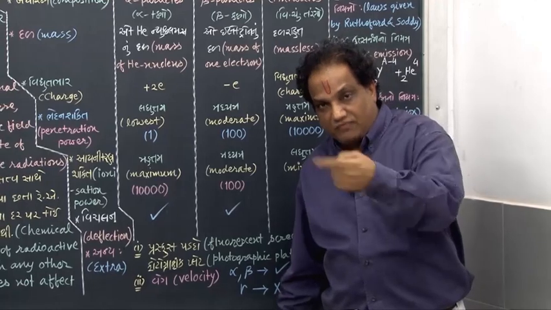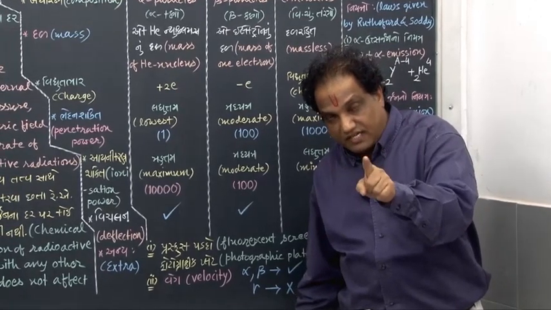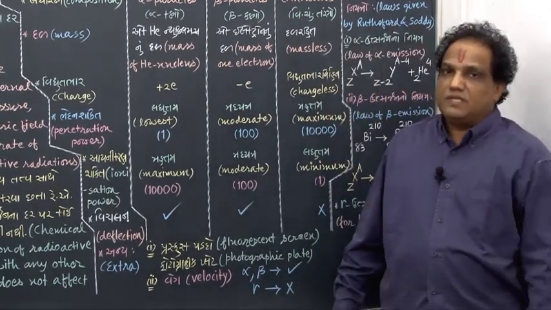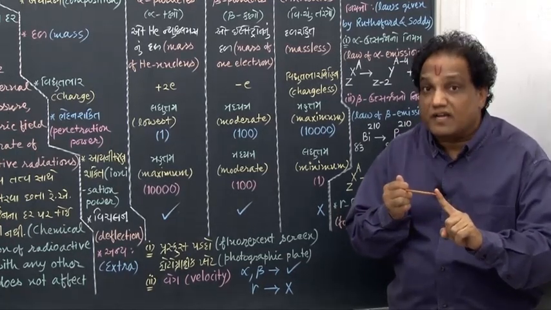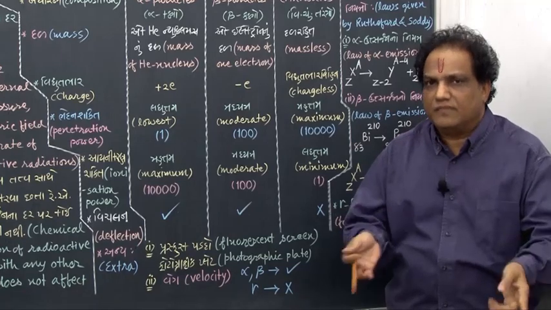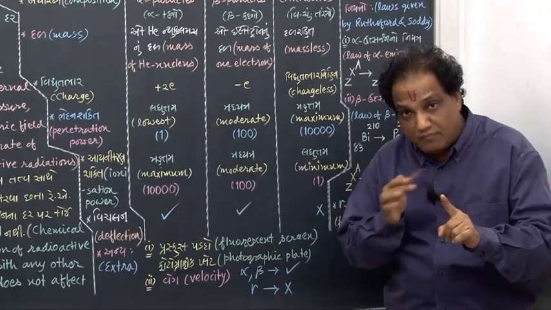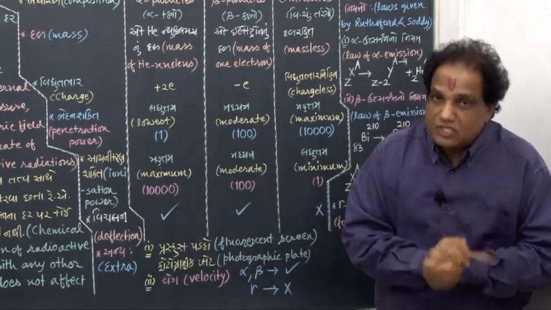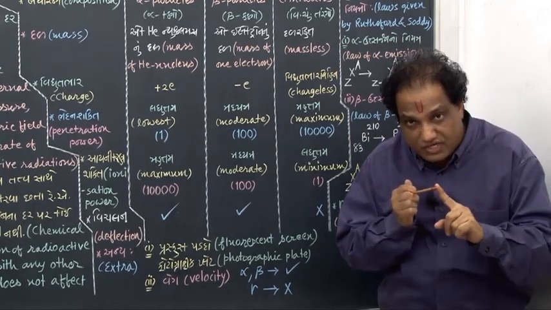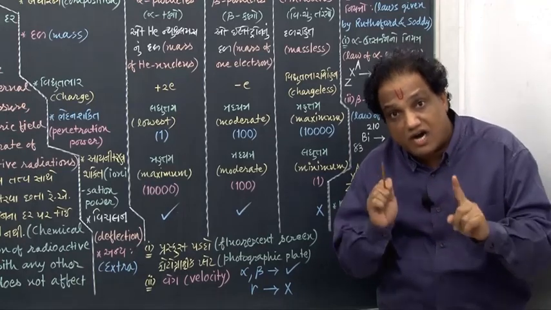What about deflection of these radiations in the presence of electric and magnetic field? See, electric field can deflect which particle? Tell me, charged particle. And if there is a charged particle in motion in magnetic field, then it may deflect that charged particle. So for deflection of radiation, it must have charge.